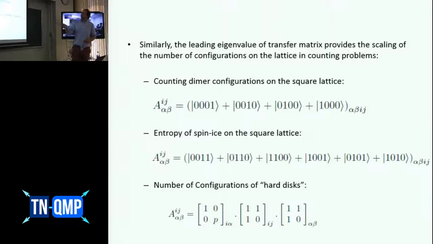Another problem that is very famous in statistical physics, and again has an extremely simple representation in terms of these matrix product operators, is calculating the entropy of spin ice on the square lattice. So what is this problem? Again, I have a square lattice, and it's a slight modification of this dimer problem.